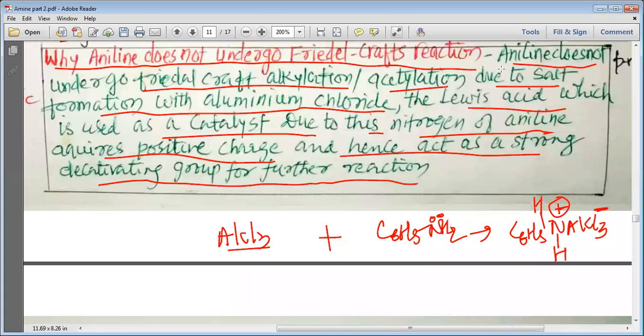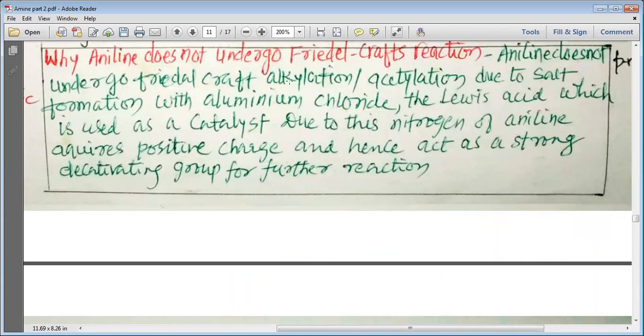The kind of salt formed here, in which nitrogen gets a positive charge, makes the attack of the electrophiles on the benzene ring not possible, or it decreases the activity of the benzene ring for the electrophilic substitution reaction. This is how the positive charge on the nitrogen makes Friedel-Crafts alkylation or acylation not possible for the benzene. Let me read now the answer, you will understand it better.